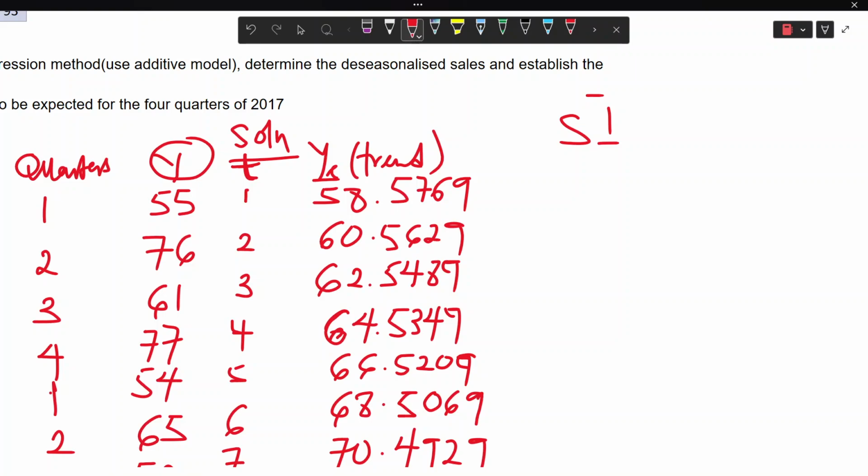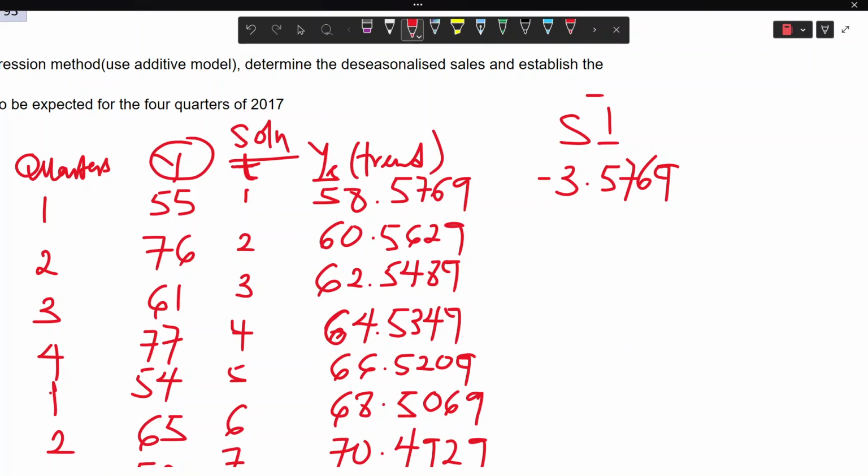58.5769. So unlike the previous example we solved where we had a moving average, you see that for the trend value for the first two, we had nothing. That's one disadvantage of using the moving average: the extreme ends values are eliminated. But if you are using the method of regression, you see that the extreme ends are being filled. So we have 55 minus 58.5769, giving us negative 3.5769.